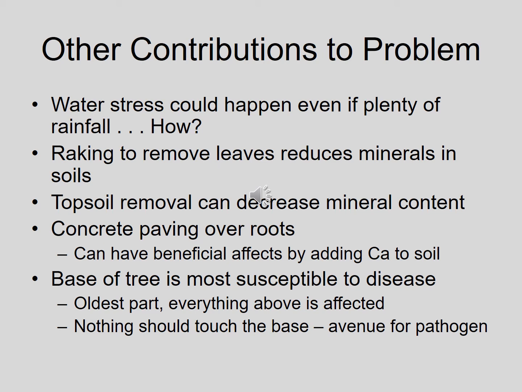Topsoil is removed often for construction, and that decreases mineral content. A lot of these trees that we're talking about that get the sudden oak death are ones that we can see, meaning they're around our homes and cities and communities, so the soils tend to be disturbed because there's been some construction or earth moving around them. Sometimes you'll see concrete paving over roots, and that sometimes does not have as negative an effect as you might imagine, because concrete has a lot of calcium in it, so sometimes it helps the tree, but not if it can't get water down into those roots, because there's a patio all around the root zone.